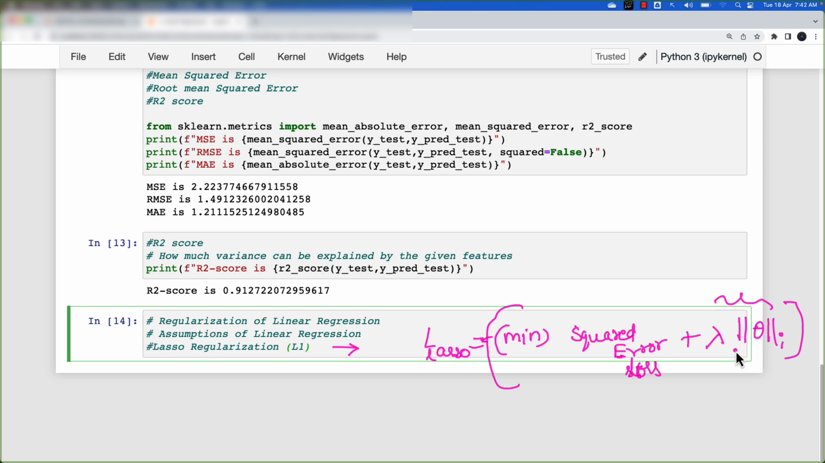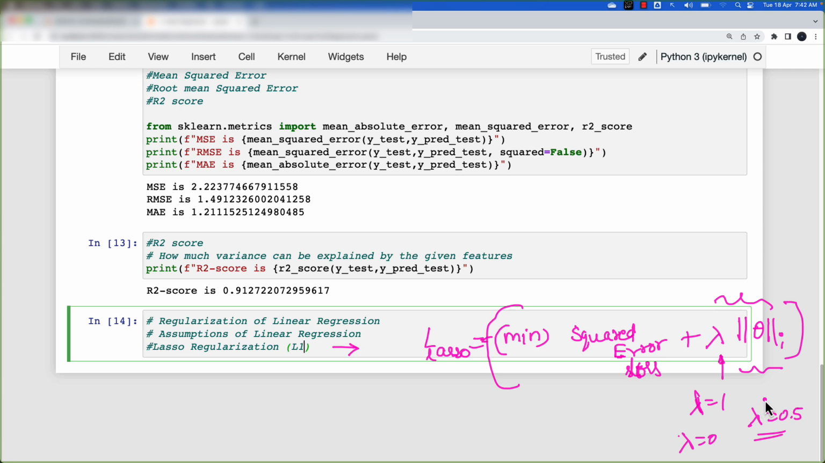I'm going to multiply it with lambda. This lambda is another hyperparameter that I can tune to decide how much effect I need to have from this L1 term. If my lambda is equal to 1, I'm adding the absolute value as it is. If lambda is equal to 0, I'm removing this term itself, which is equivalent to the linear regression algorithm. If lambda is equal to 0.5, I'll multiply the absolute sum of values by 0.5.